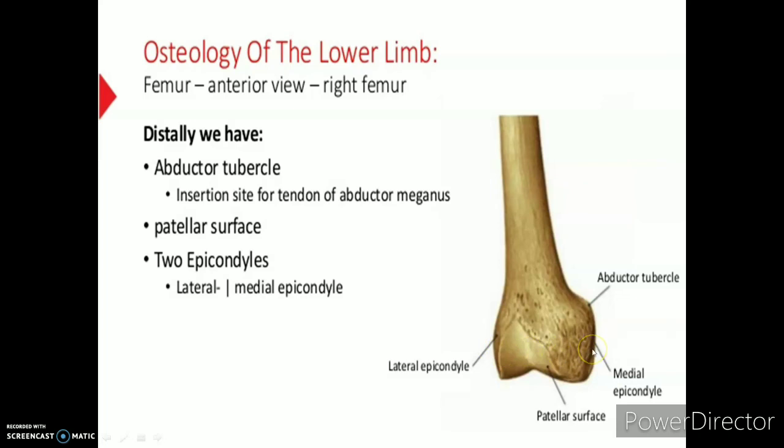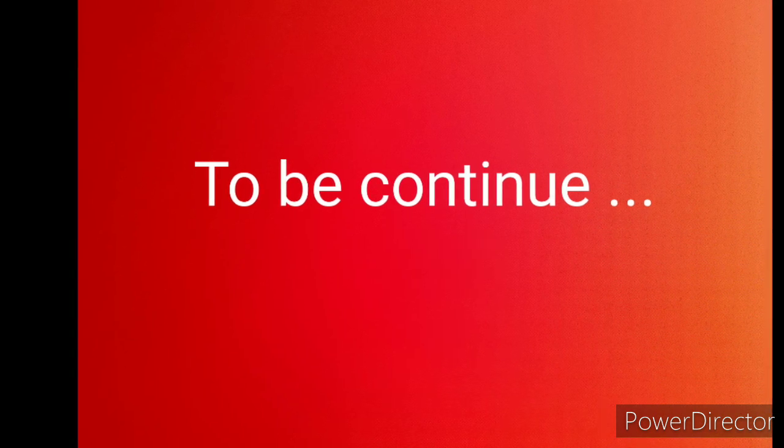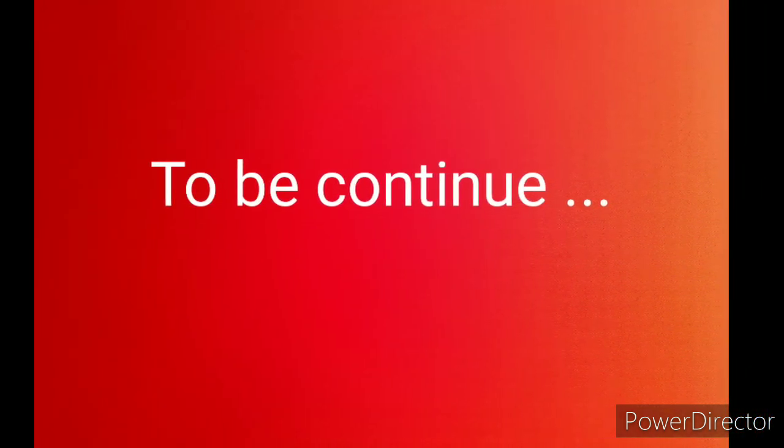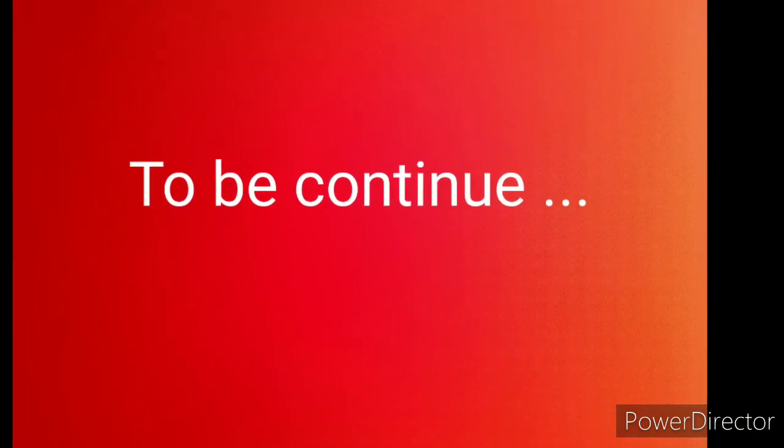And you can find one smooth area which is known as the patellar surface. On this patellar surface you can find the patella, the patellar bone, the knee joint. It is found here. This surface is very smooth. So this is about the distal view of the femur. In this video we have learned the anterior view of the femur. In the next video we'll learn about the remaining part.